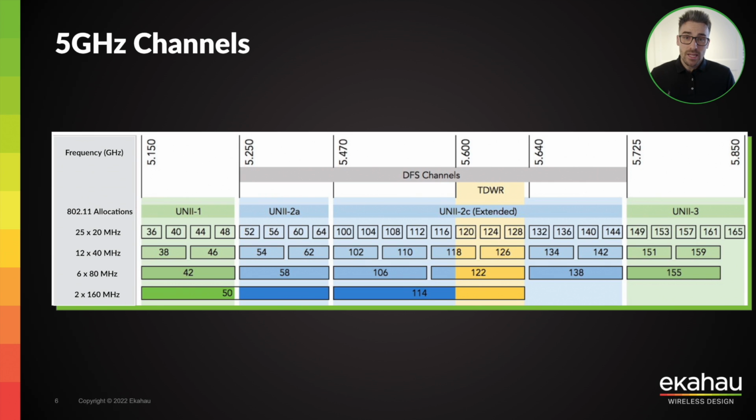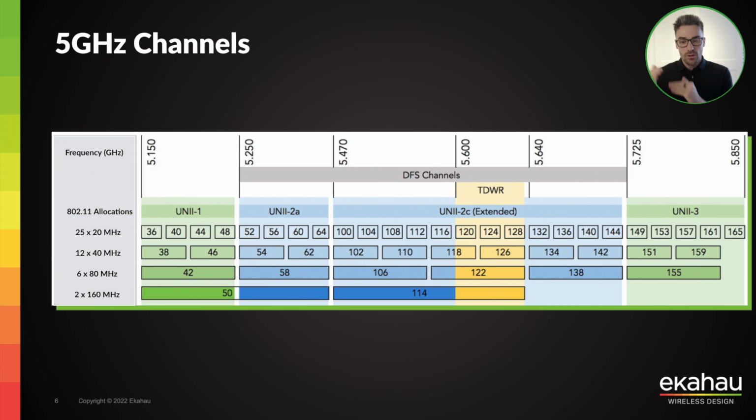For simplicity's sake, I am going to be pretending now that I am based in the US, and in the US we have actually up to 25 non-overlapping 20 megahertz wide channels that we could use. So if we take a look at this chart, what we see right here, we have it broken down in colors and kind of by rows.